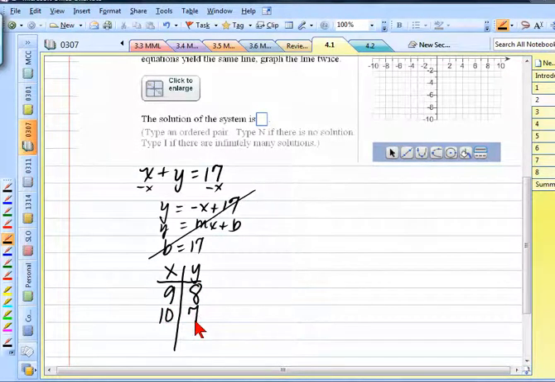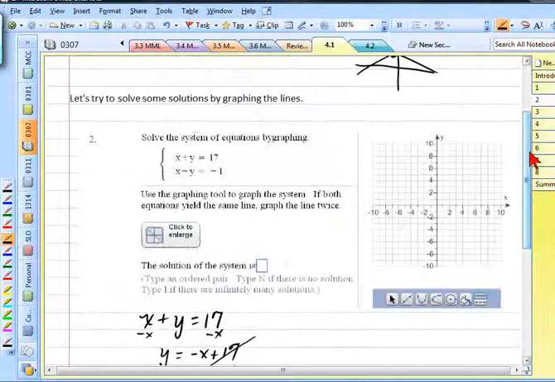Now you know with MyMathLab, how many points do you get to plot? 2. So you wouldn't need any more. You would just need those 2. Just 2. Lots of times you find 3, but 2 is all you have to use. All right, if I'm real careful, maybe I can get by with just those 2.